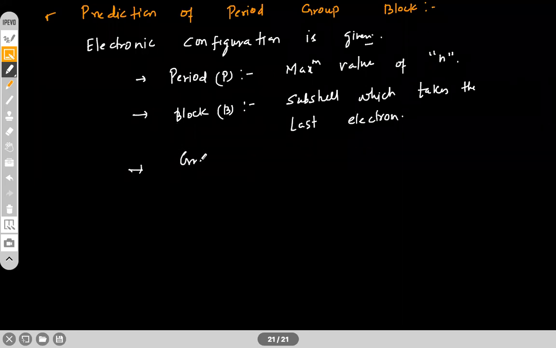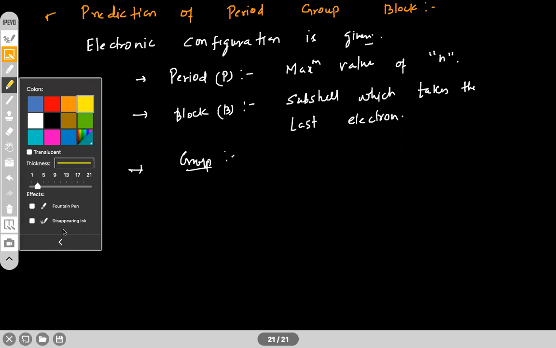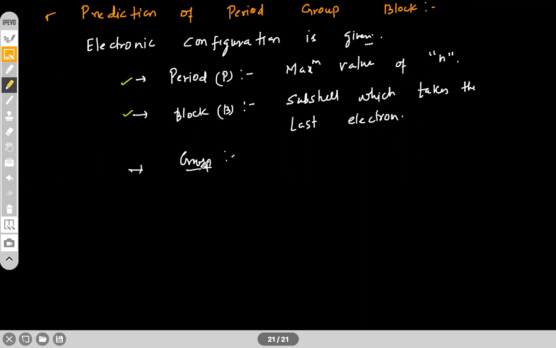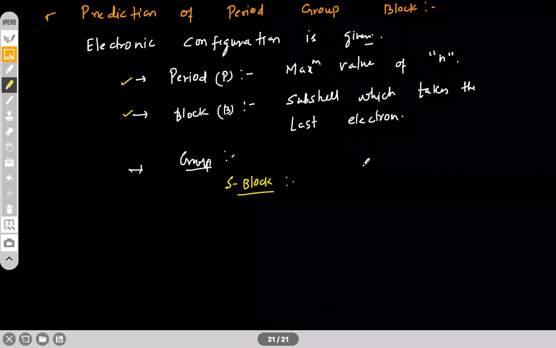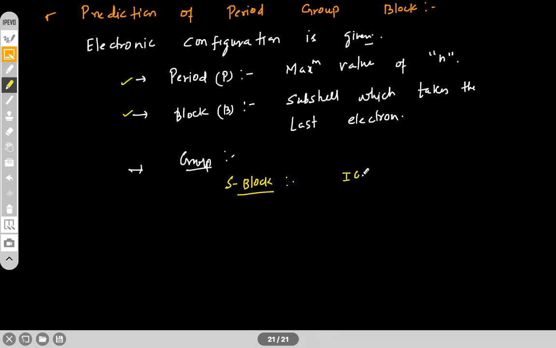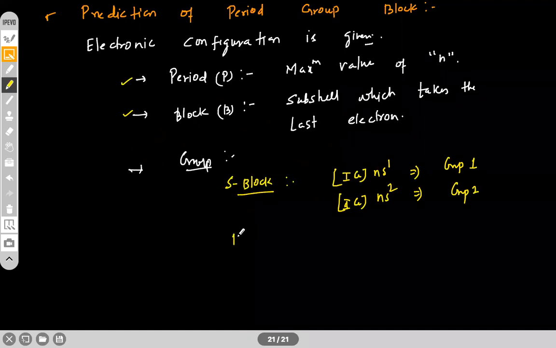For the group, we have certain formulas. For s block, write down how to find the group. If the configuration is inert gas configuration and ns1, it means it is group 1. Any doubt in this? If you have inert gas configuration and ns2, then it is group 2. So for s block we can find this. For p block, what do we do?